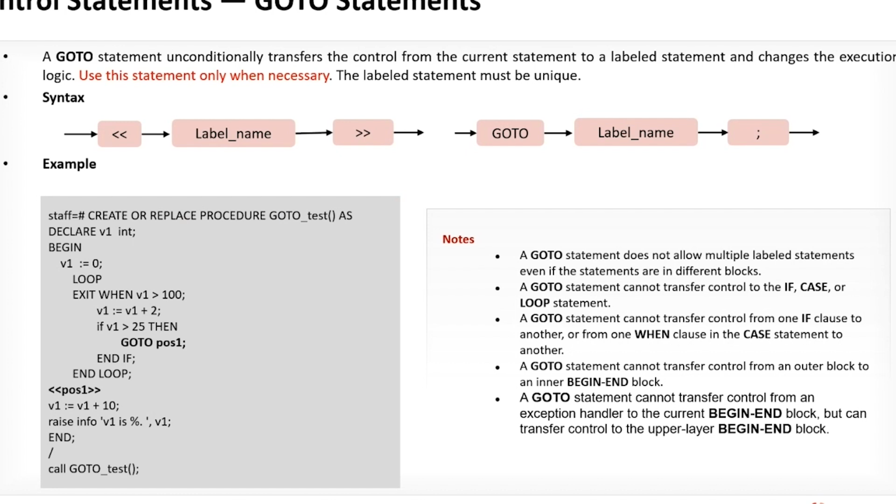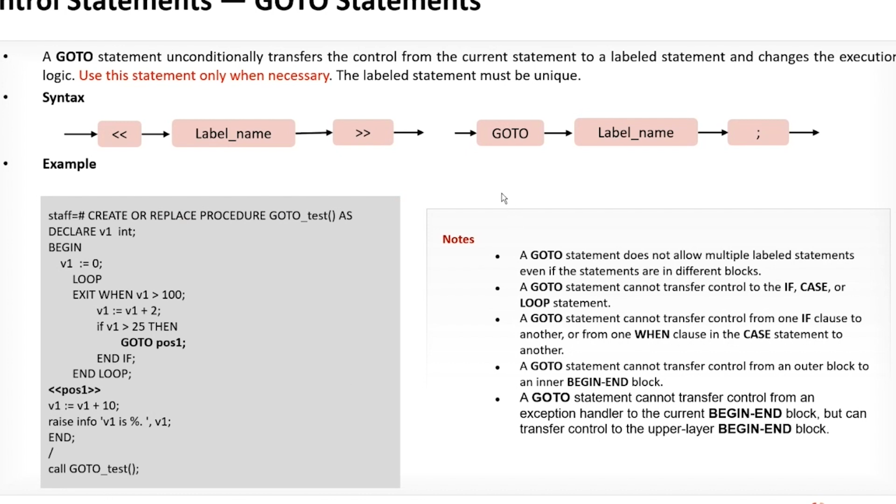A goto statement unconditionally transfers the control from the current statement to a label statement and changes the execution logic. We need to notice that we had better only use this statement when necessary, and the label statements must be unique. So here is an example. If we specify goto position 1 in the if clause, we can just jump to position 1 here and execute the code blocks after that.